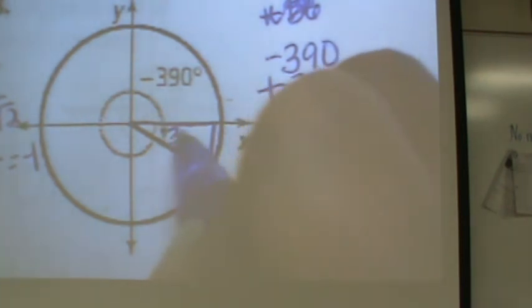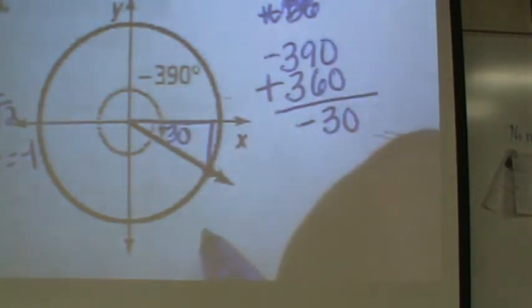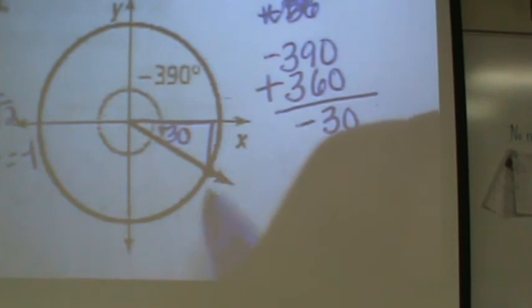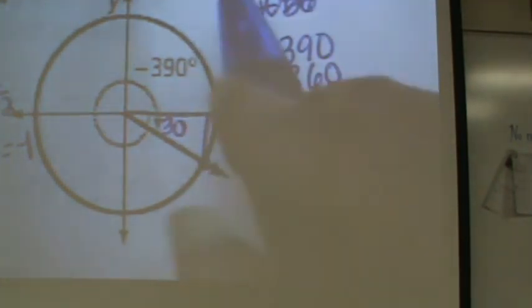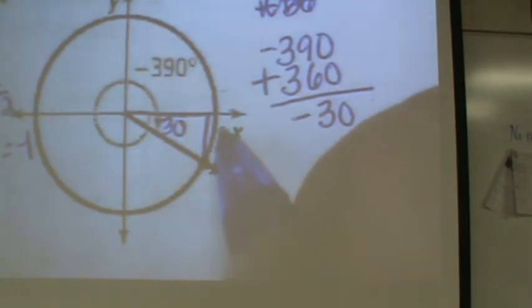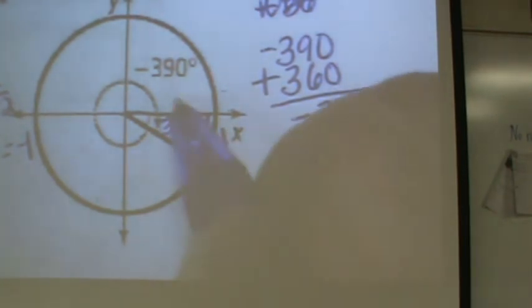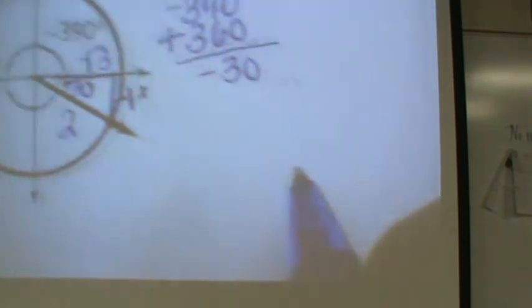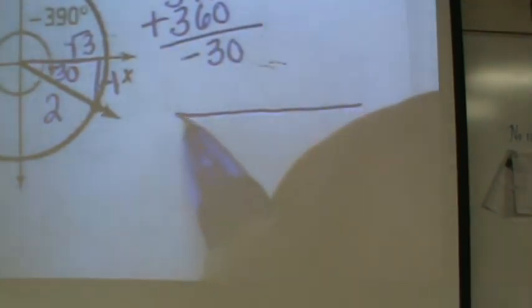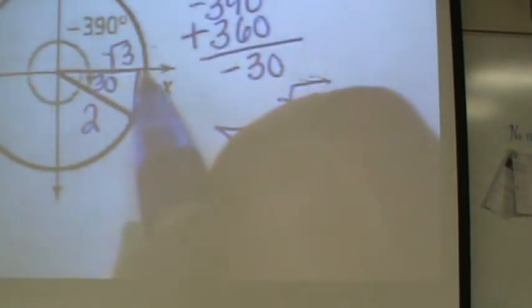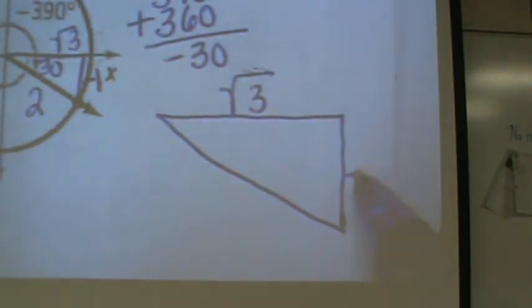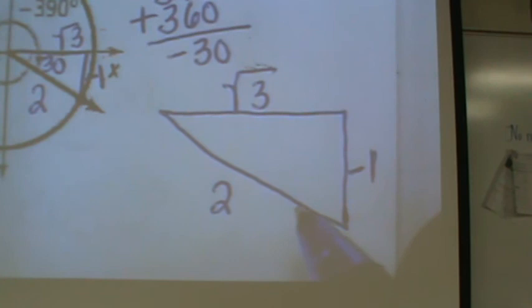This is 30 degrees right here. What quadrant are you in? 4. What do you know about these two sides? One of them is going to be positive, one is going to be negative. -1 right here, root 3 and 2. Does everybody understand that? I'm going to draw it over here. This is root 3, from here to here is root 3. This is -1, and this is 2.